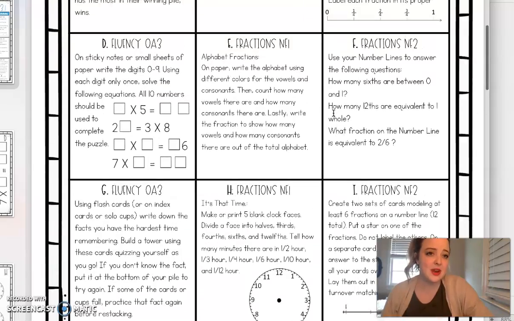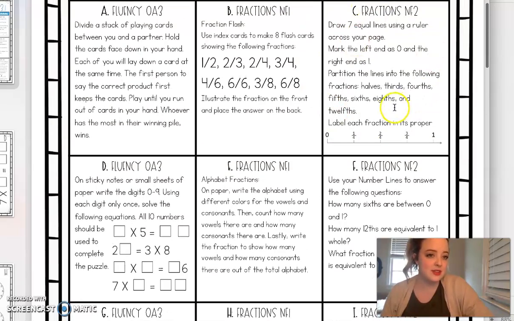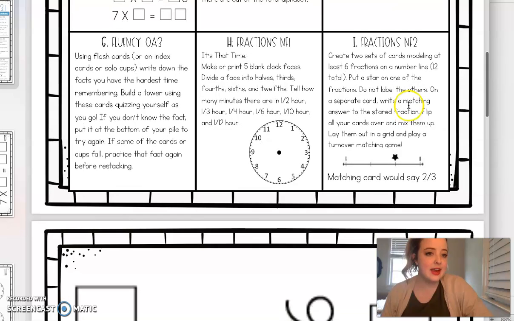But for today's activity, we did this one yesterday, and then today I've skipped over to here. So here we're looking at being able to identify missing parts on a fraction number line. So what you'll do is you'll create two sets of cards that match at least 6 different fractions. So you would have 12 total cards. You're going to draw a number line, put a star on one of the fractions, and do not label the others. On a separate card, you'd write the matching answer.